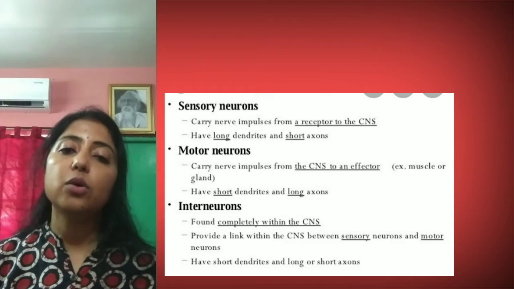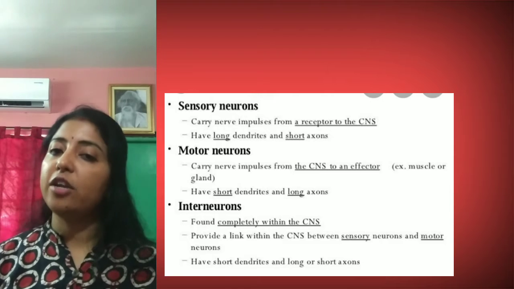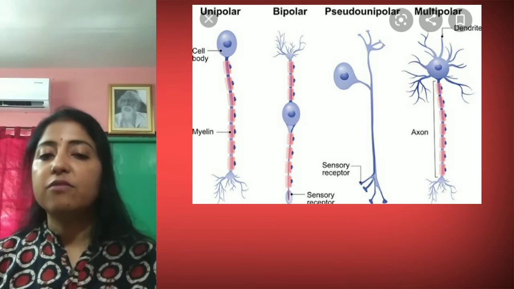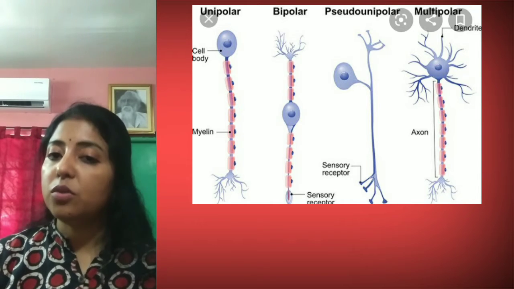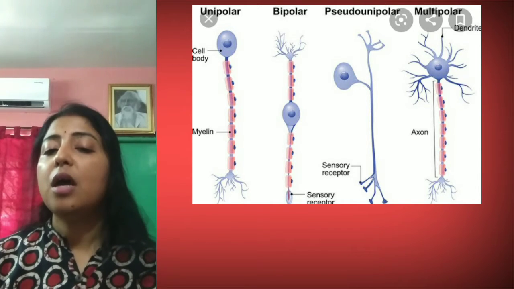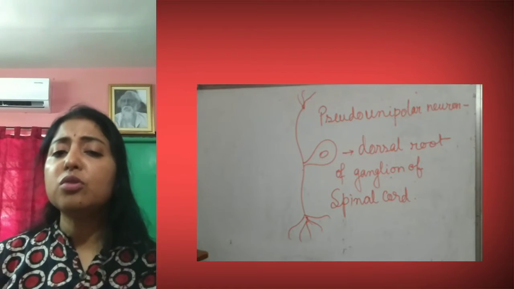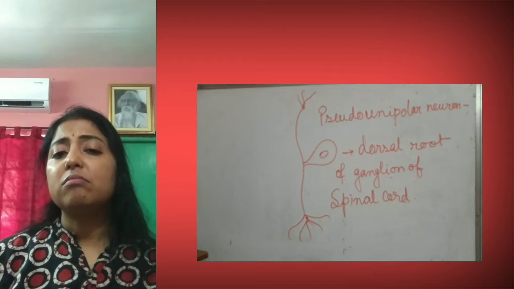These have been classified on the basis of function, and I already told you that on the basis of the process they have different types. First one is apolar, second one is unipolar, third one is bipolar, and fourth one is multipolar. Another kind is also present, that is pseudopolar.